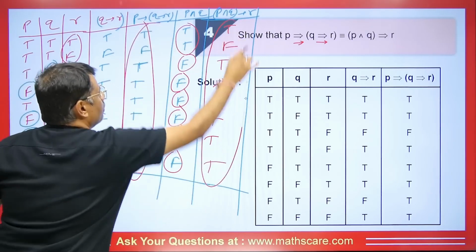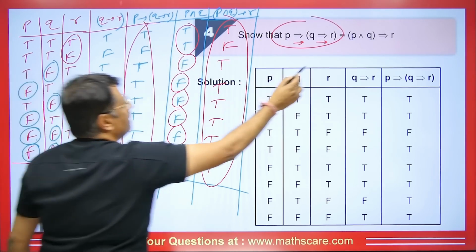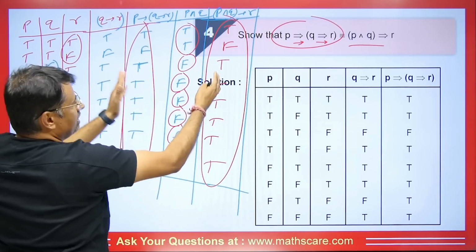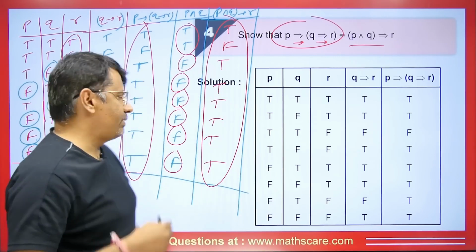Now students, check whether these two are the same or not. You can see the output and input. It means that the value of this is coming to be this, right? And the value of this is here. So the values are the same for both of them. It means they are equivalent. So this is how we can easily prove it.